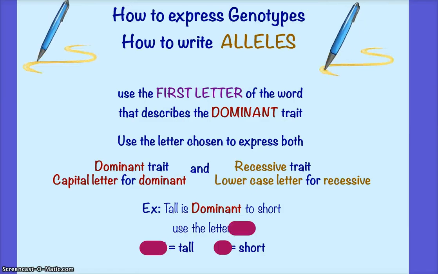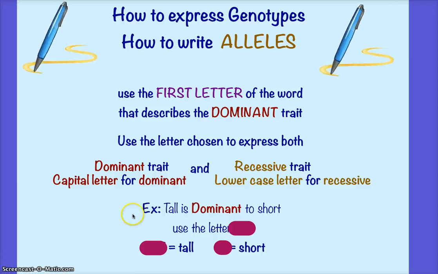How do we write alleles? Okay, in the previous slides, we're not following any pattern except the pattern I'm about to tell you. So it's very, very easy. I wish most people would follow it, but we are always going to use the first letter of the word that describes the dominant trait. So when we were talking about brown being dominant to blue, well, let's say brown is dominant to white, okay? What letter are we going to use? B. We're always going to use the first letter of the dominant trait.